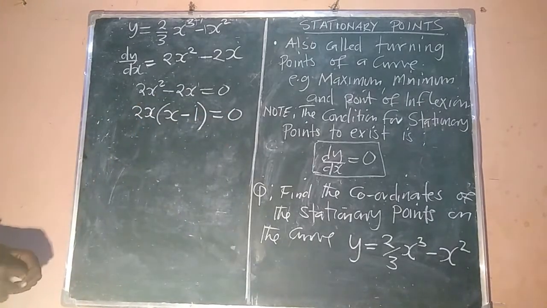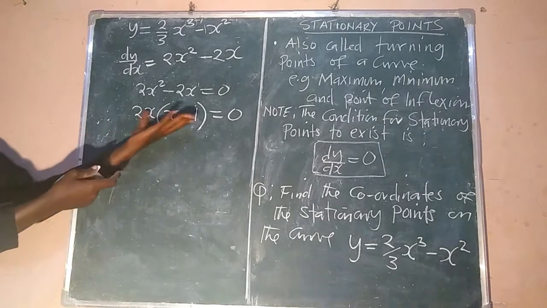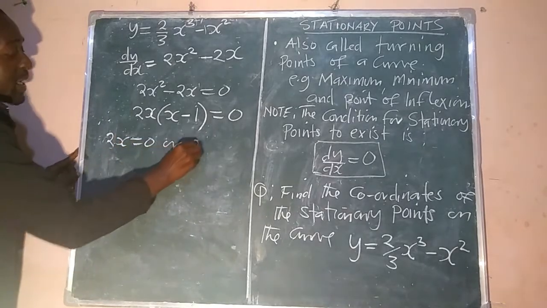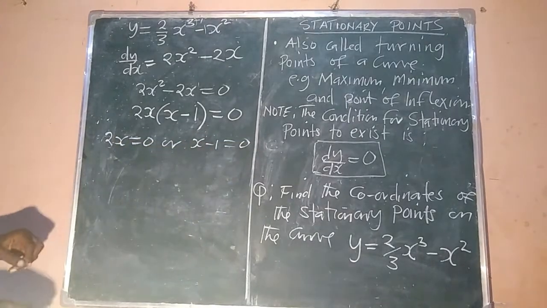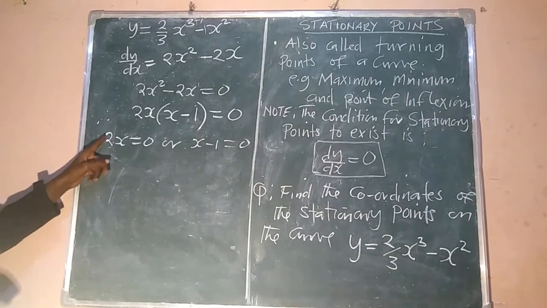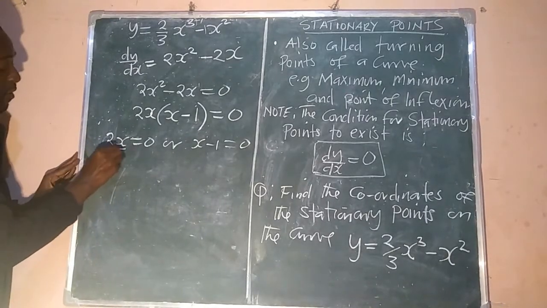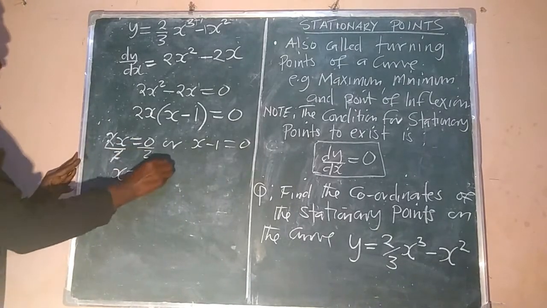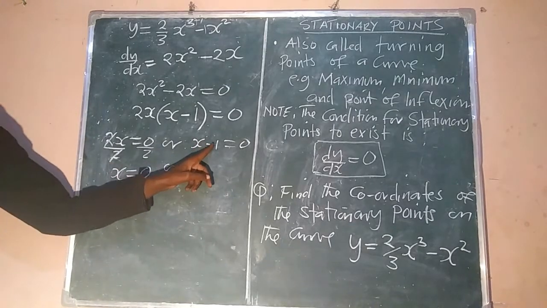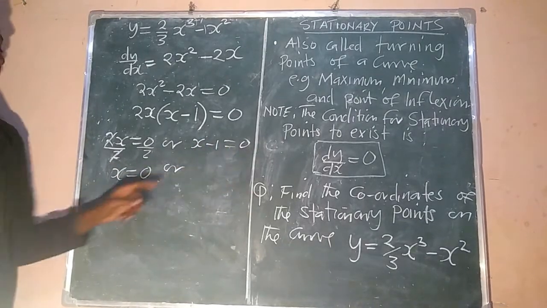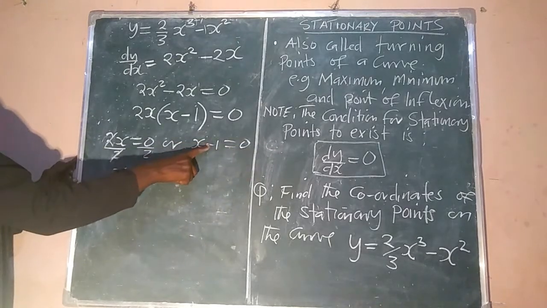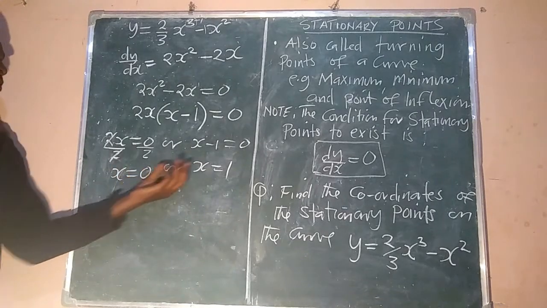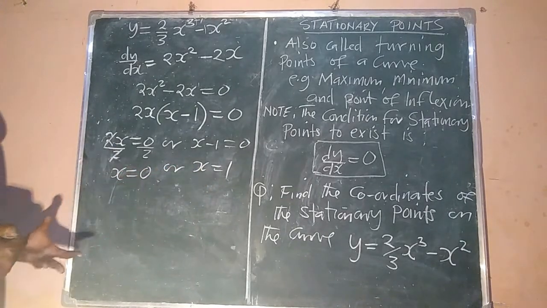And then you can solve this simple quadratic equation by separating these two terms here. So you're going to have 2x is equal to 0, or x minus 1 is equal to 0. Here you divide both sides by this number 2. So you have x is equal to 0, or, and then here you move this negative 1 and take it to the other side. So you're going to have 0 plus 1, it will be a plus. So our x here is going to be equal to 1.